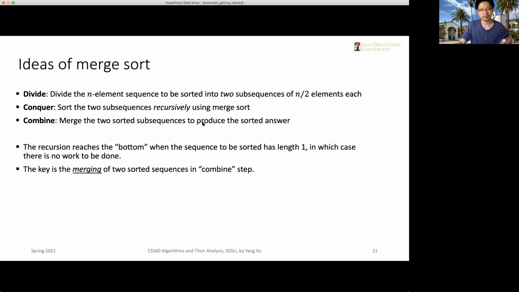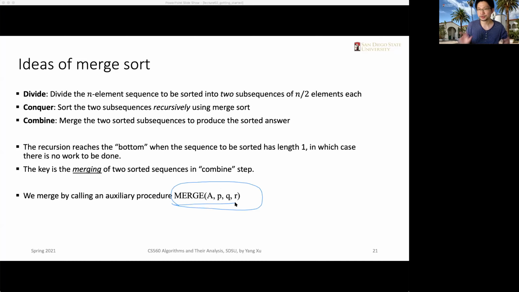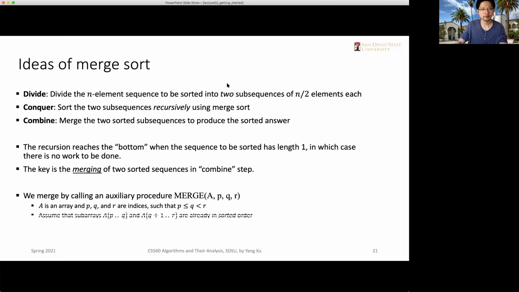Okay, so let's look at the implementation of this merging step. This procedure, which we implement using pseudocode, accomplishes the merge step. Its function is to take two sorted subsequences and produce a sorted answer. If we look at the arguments, on the next slide, it needs to take 4 arguments as inputs.